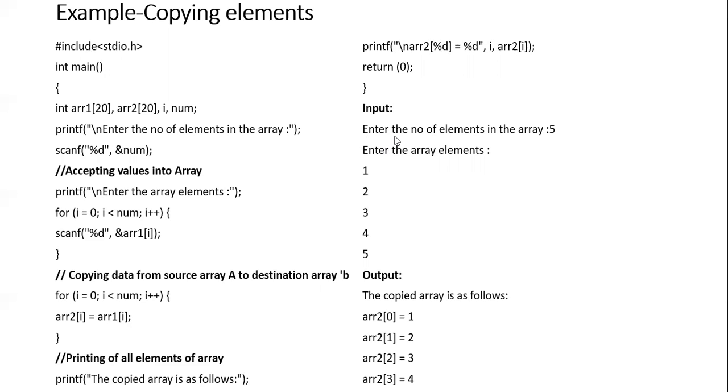So you can see it in the input and output: number of elements and array elements are given here. The copied array is 1, 2, 3, 4, 5. Now I have printed it in the same order, 1, 2, 3, 4, 5. Okay, so this is what happens in the copying of elements.